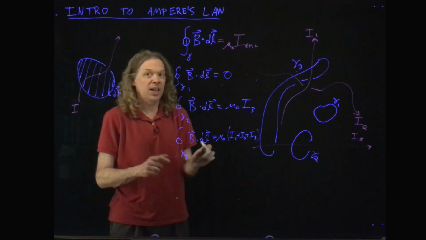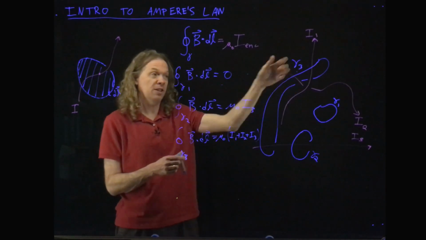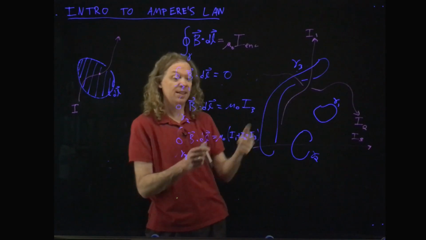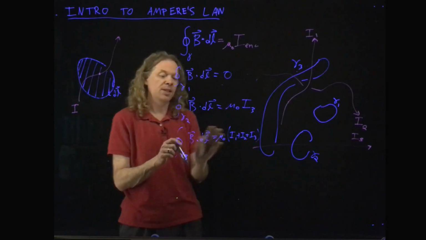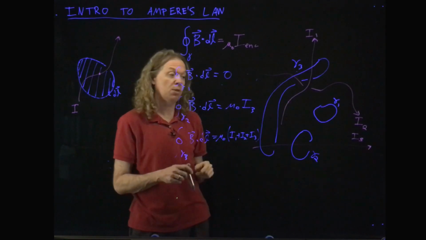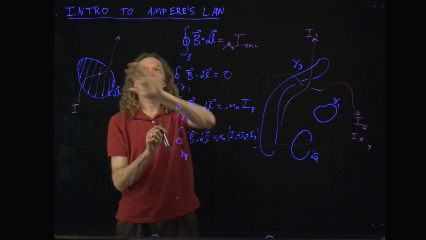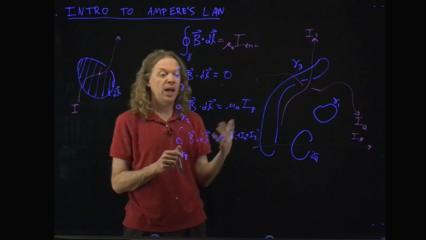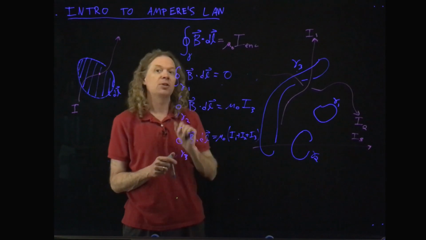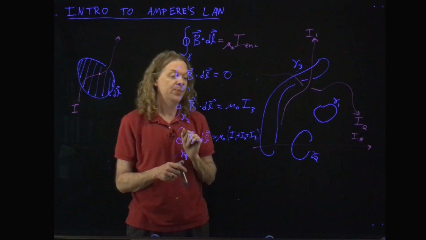Now, you can do sort of tricky things where you try to enclose the same current twice or some weird thing like that, then they cancel. Doesn't matter. We're not going to really deal with that kind of detail when we do these problems. But that's the essence of Ampere's law done the very first way, which is just using it to calculate the circulation of the magnetic field.